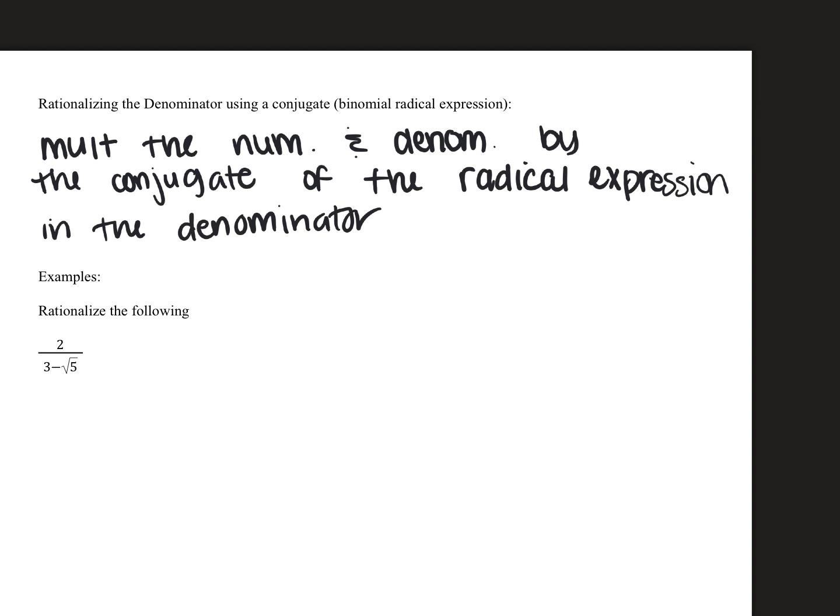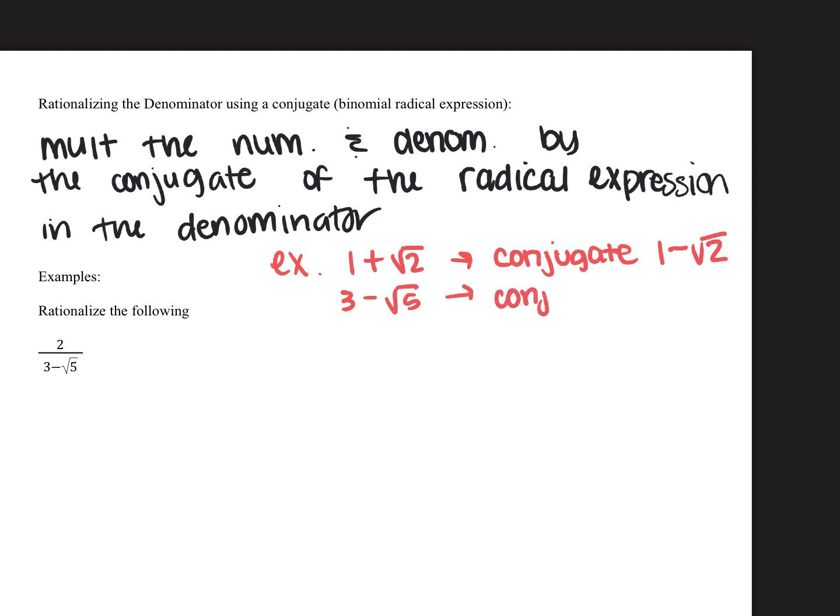So, for example here, if my denominator is 1 plus square root 2, its conjugate is 1 minus square root 2. So the conjugate is just the opposite operation of whatever is in the denominator. So if it's a 1 plus, the conjugate is a 1 minus. If I had 3 minus square root 5, its conjugate is 3 plus square root 5. So the only thing you change is the sign in between the whole number and the radical.